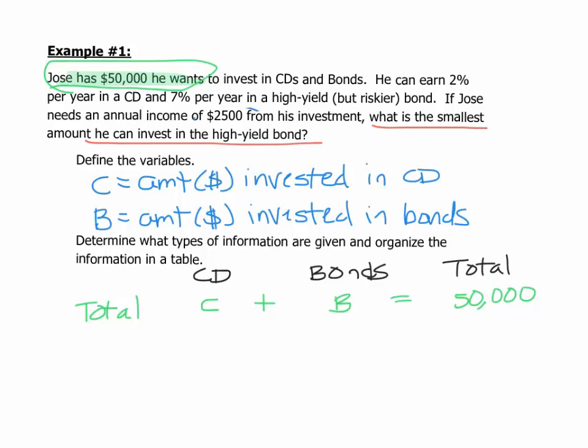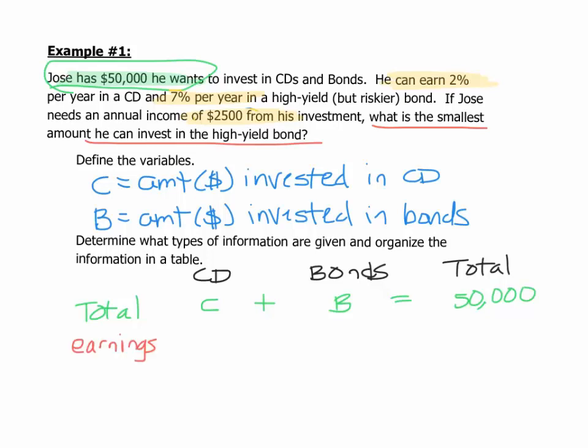Next, we have information about how much he's earning. He's going to earn 2% per year on the CD and 7% per year on the bond, and that's going to give us a total of $2,500 in earnings from his investment.